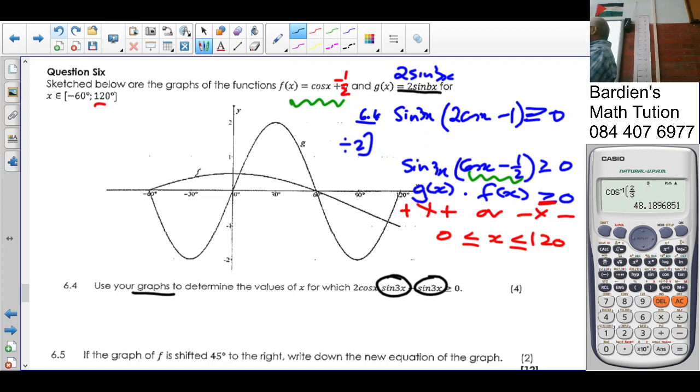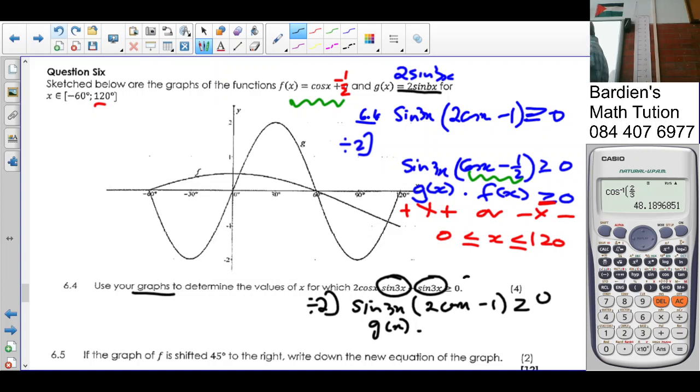Can you see that? So what I do is I say, okay, since sine 3x is a common factor, let's take it out and see what we're left with. So this is g of x, that's no problem. So you must try and get f of x here. But if you look at f of x, there's no 2 in front of the cos. That is why I divide it by 2. If I divide it by 2, it's going to become cos x minus half, which is f of x. You understand? So in other words, f of x times g of x is greater than or equal to 0. Okay?